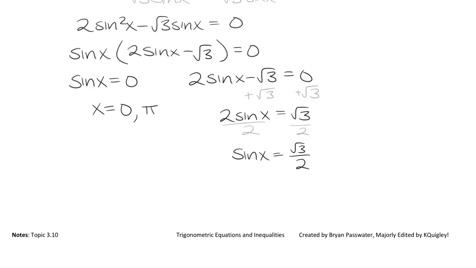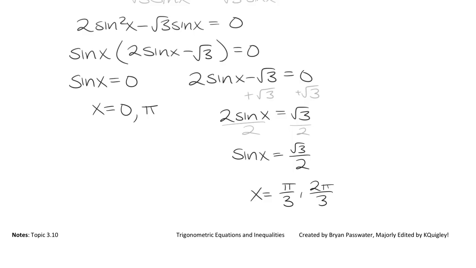Pi over 3, right? So I know one of the solutions is pi over 3. I just want that angle in quadrant 2 since this is a sine, and sine is positive in quadrant 1 and quadrant 2. What's the version of that angle in quadrant 2? 2 pi over 3.